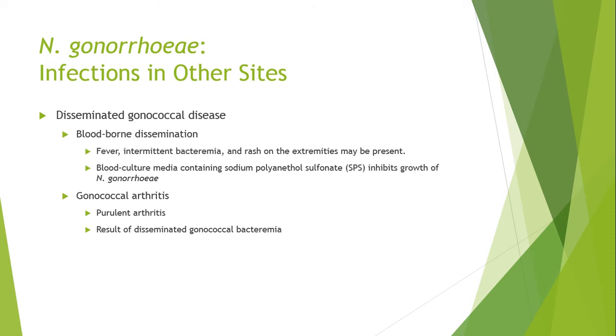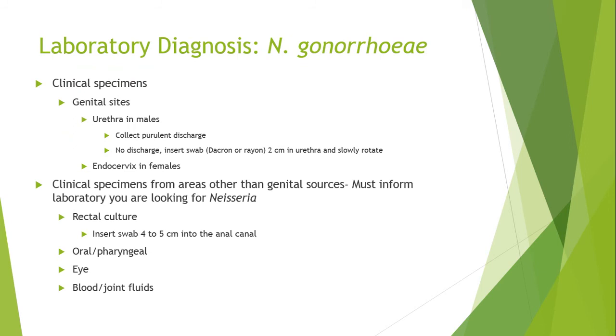Our case study. One thing to note is we usually use blood cultures to grow bacteria, right? If it's in the blood, this is how we diagnose it. But it has this ingredient, the SPS ingredient, and it inhibits the growth of Neisseria gonorrhoeae. So you can't use the usual blood culture media to grow it. And then we can have gonococcal arthritis, not urethritis.